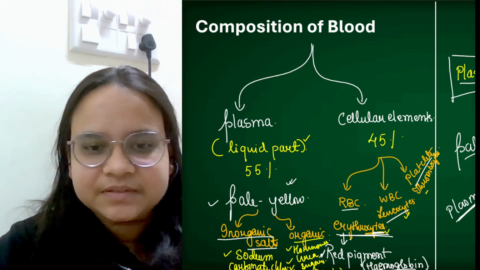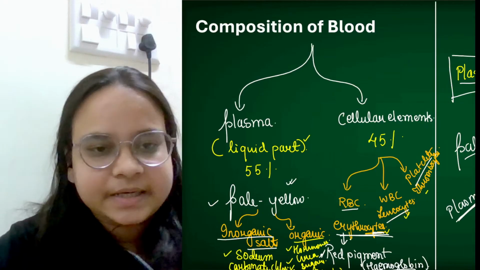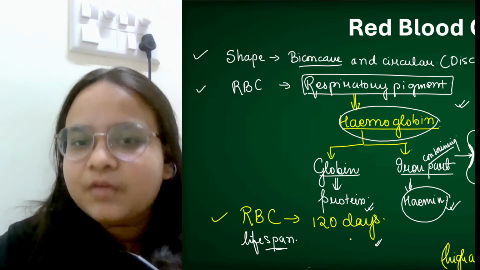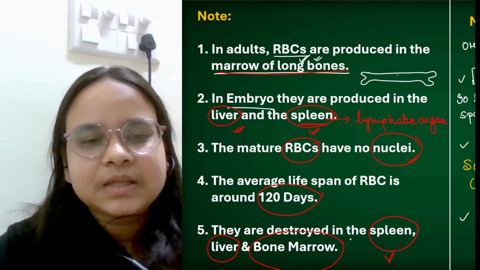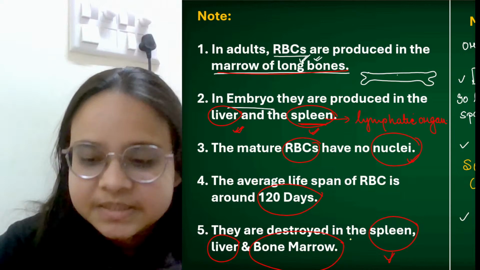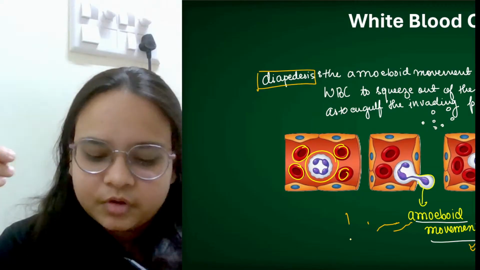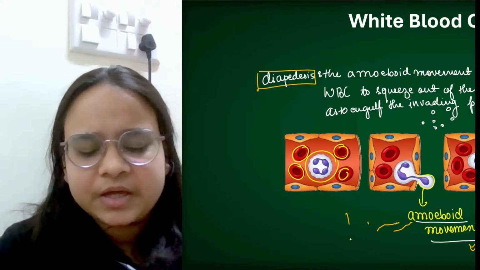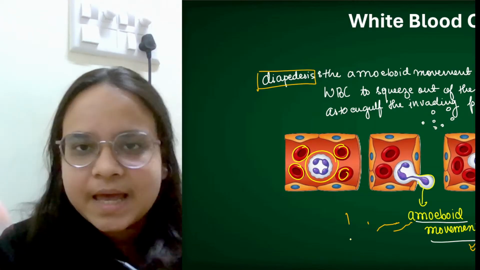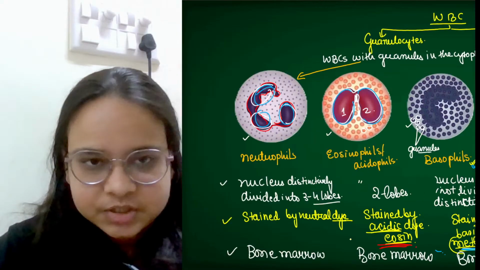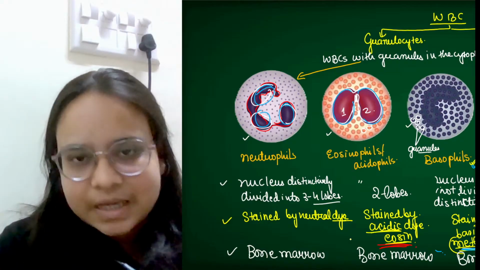Next, the thing that we have studied is the composition of blood, that is the plasma and the cellular elements that the blood comprises. Then we have also studied the respiratory pigment, right? Then we have seen what the characteristics of RBCs are and what organelles are not present in RBCs. So everything we have done in detail. If you haven't watched the previous lectures, it is recommended that you watch those lectures and then watch this lecture. A similar thing we have done with WBC as well.